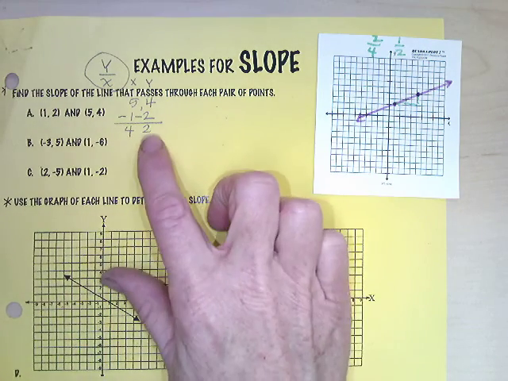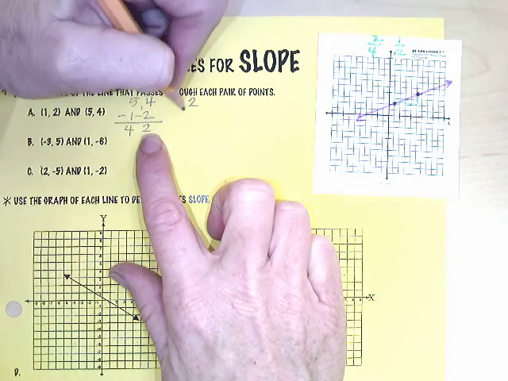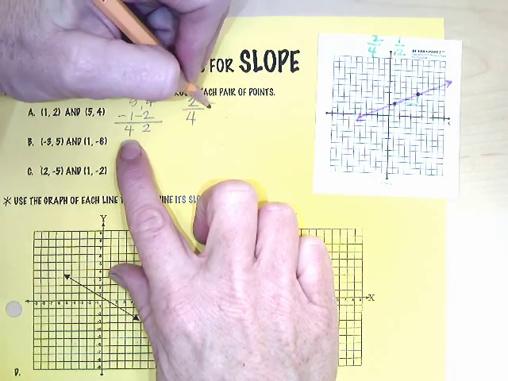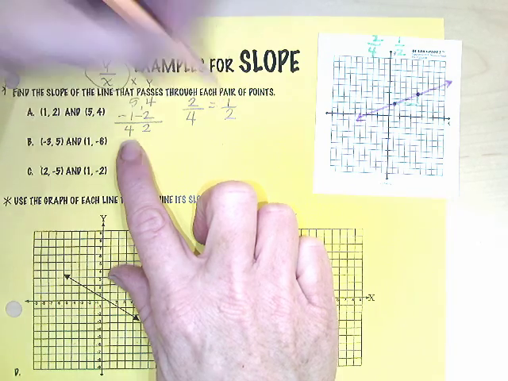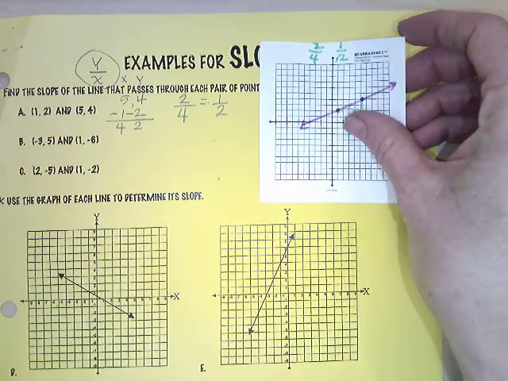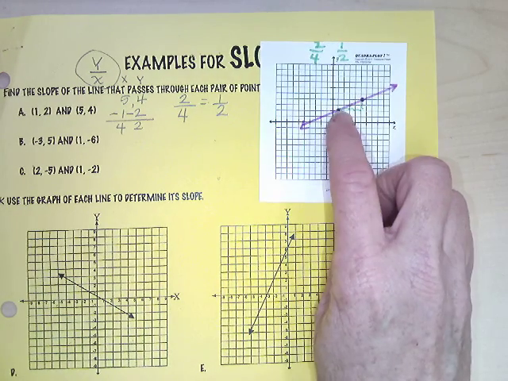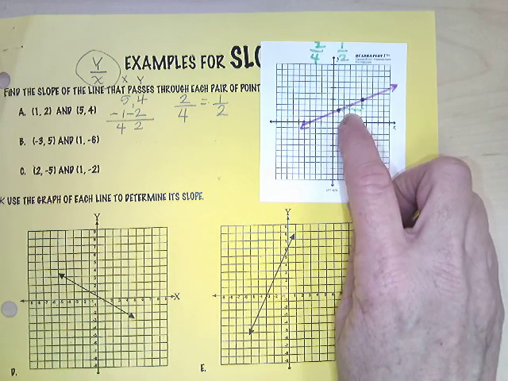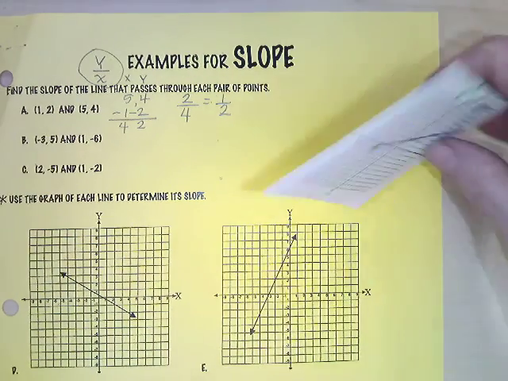So if I'm putting Y on top, I'm going to put 2 on top, and I'm going to put X on the bottom because this is our X column, 4. And so our slope is 2/4 or 1/2. Remember when I showed you this picture right here, the slope of this line is over 4 and up 2, or reduced, over 2 up 1. It's so cool. It's super fun.